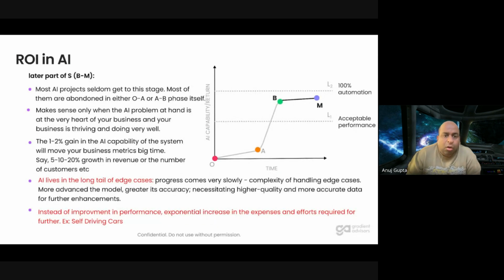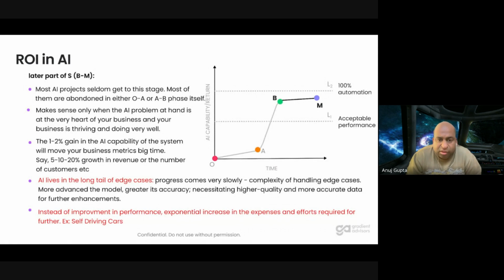5%, 10%, 20% gain directly in your revenue, in your number of customers. So all the top line metrics that your organization cares about, right? There are two important things to be remembered about this phase. So one of the points I made is that B2M starts to stagnate drastically. Now, why does that happen?